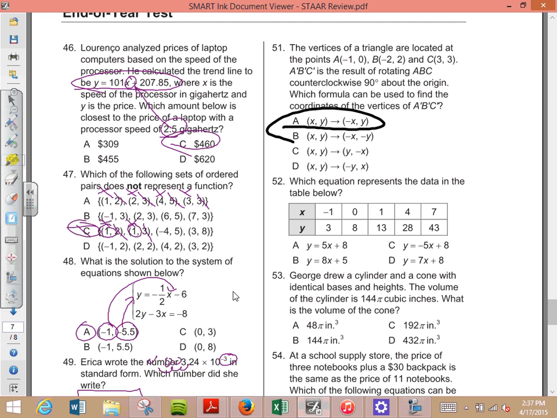The next one, which equation represents the data? A. 5 times 0 equals 0 plus 8. 5 times 1 is 5 plus 8 is 13. 20, yep, A.